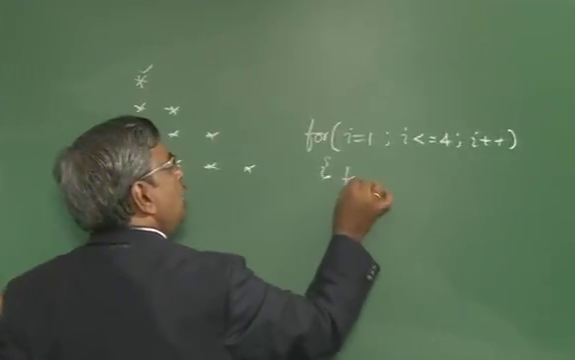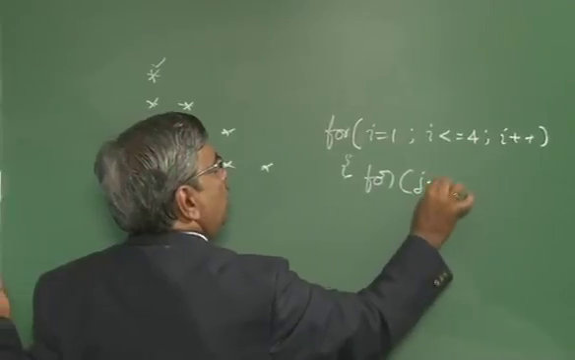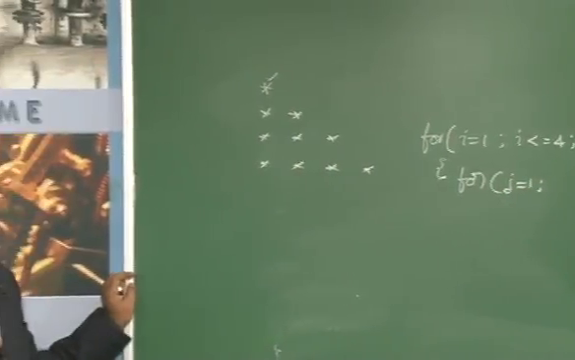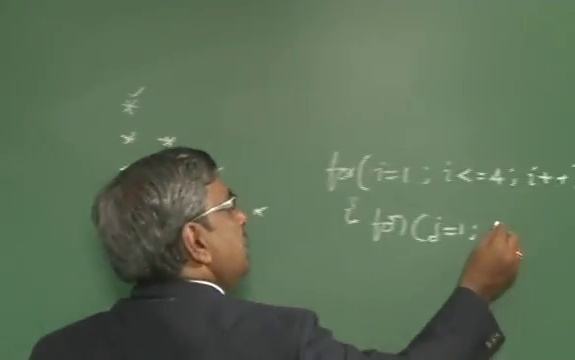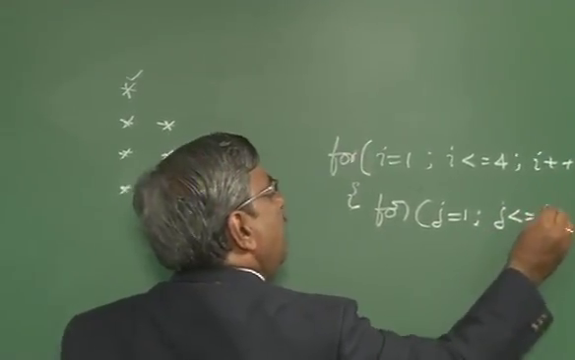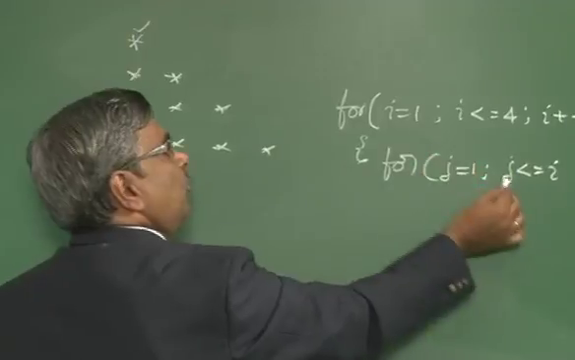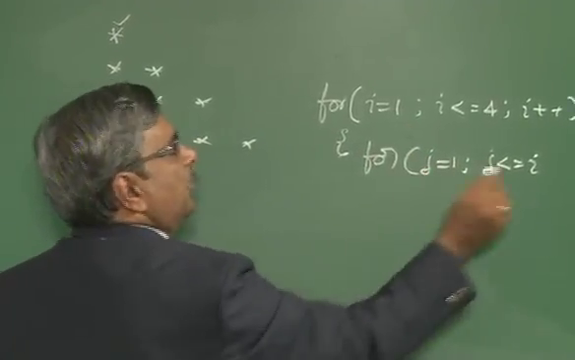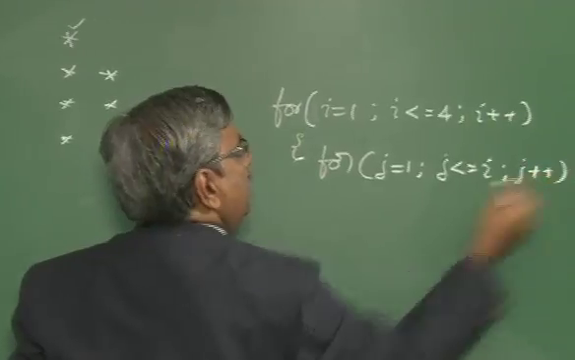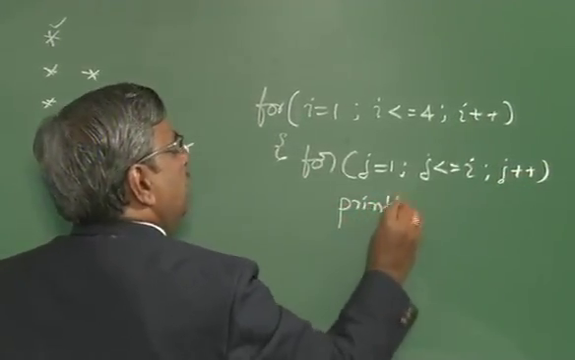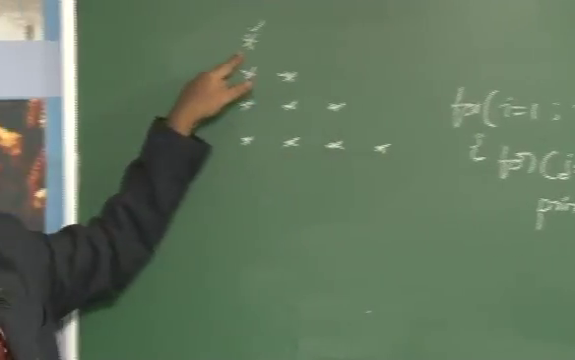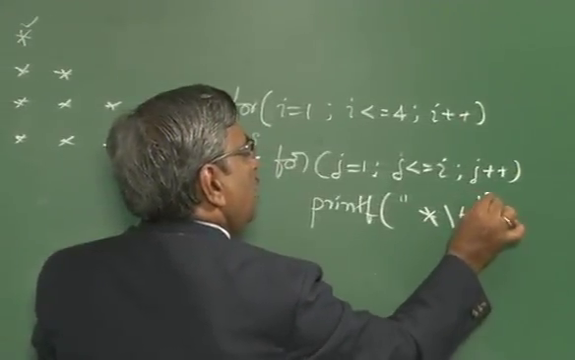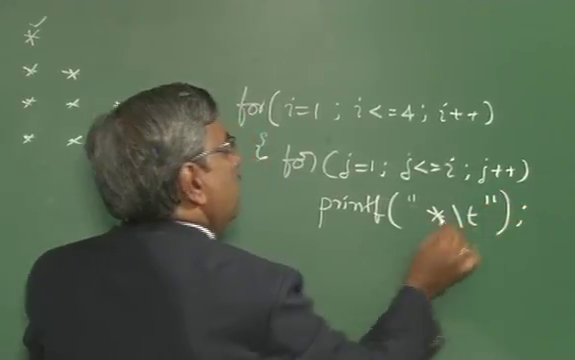So let us introduce one more for loop, for j is equal to 1. Here j is equal to 1 means the first time it should be 1 only. For that reason you put the condition j less than or equal to i, not the number. When i is 1, only one time. When i becomes 2, 2 times the star will be printed. j plus plus. Printf, that is the star you are printing. You just type the star, whatever string you want to print on the output, and put a slash t, close this, and the star will be printed.